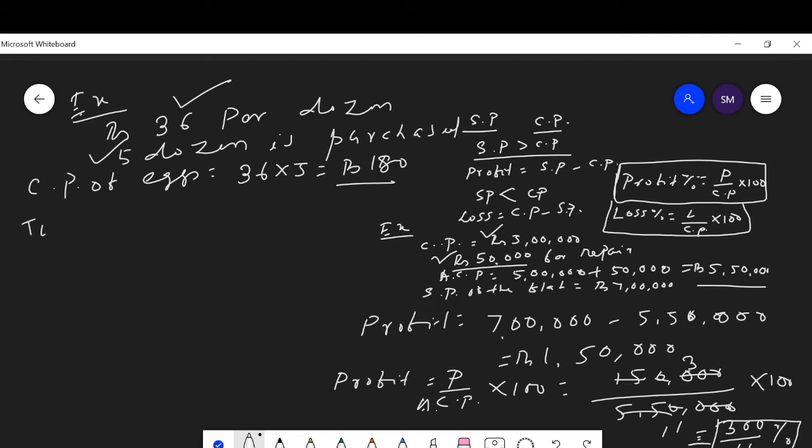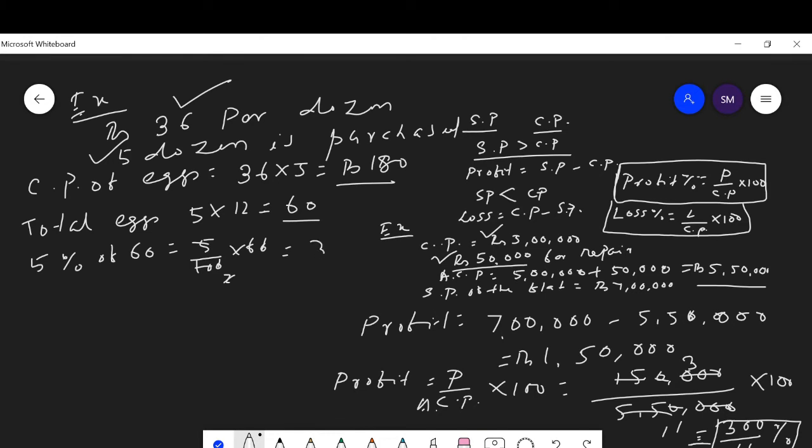Then the total eggs purchased. Total eggs is equal to 5 dozen, means 1 dozen is equal to 12. 5 into 12 is 60. How many eggs are purchased? 60 eggs, out of which 5% are broken. 5% of 60 is equal to 5 upon 100 into 60, which is equal to 3.